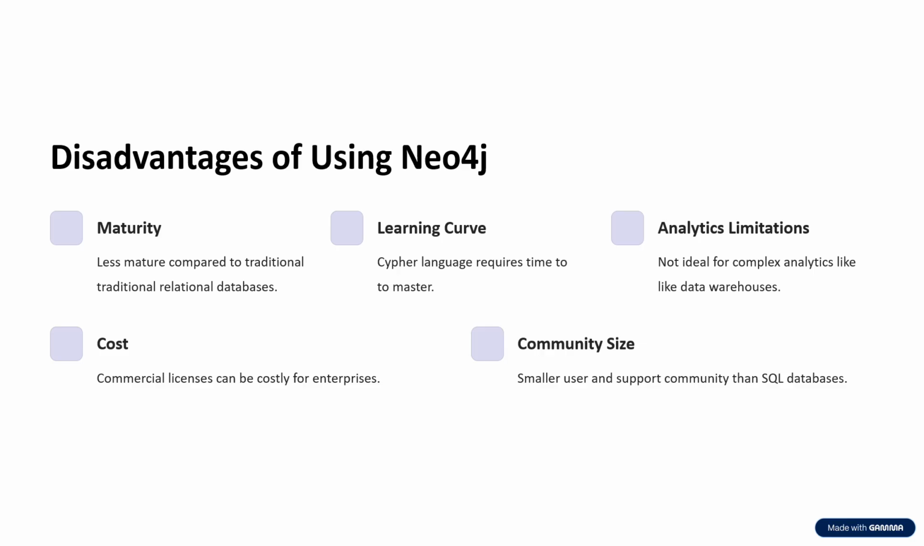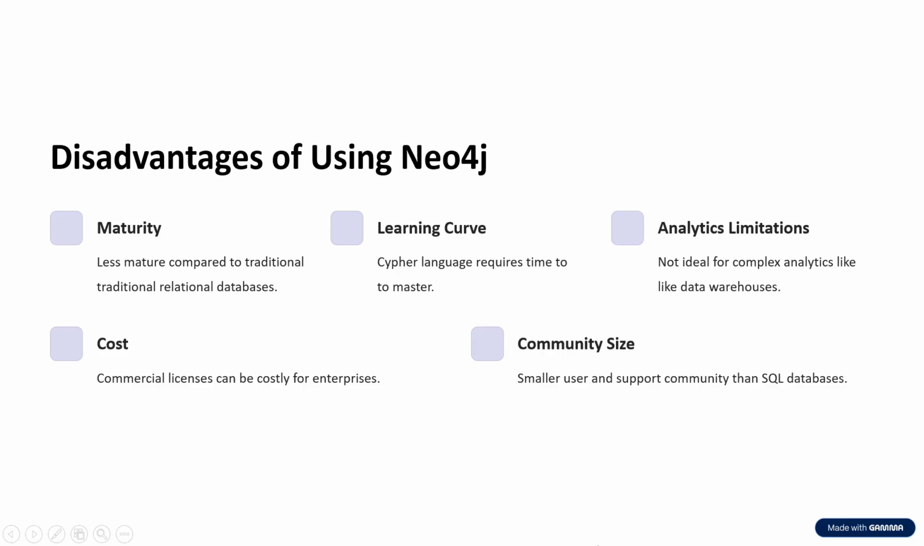Then the fourth one is the cost. There is a high cost for some features. With the free version, we can easily write our query, but if we want some extra features, then we have to pay for that, and it is very expensive.